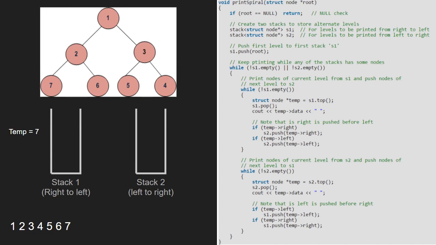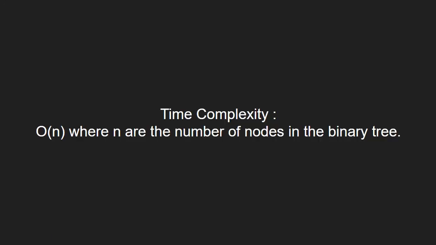Now, let us have a look at the time complexity of the program. This code will run in big O of n complexity. Here, n is the number of nodes in our tree.